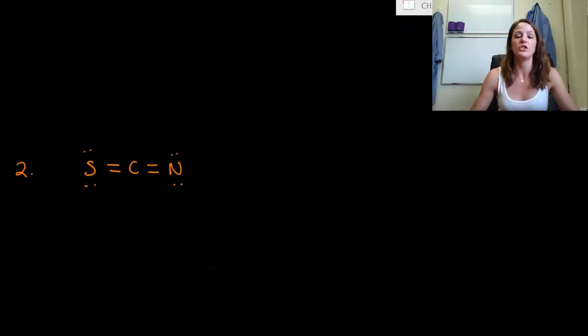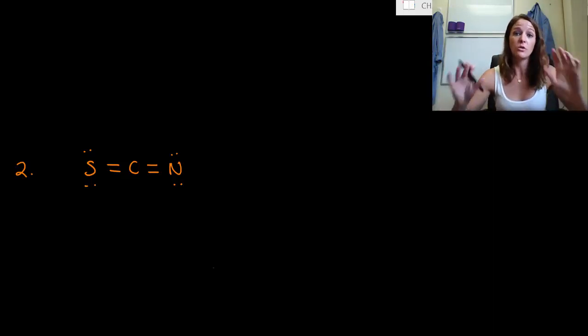So for this example, I've actually drawn out a structure for you, and all I want you to do is just determine what the formal charge is of each of those atoms as is. Don't add any lone pairs. Don't remove any bonds. What are the formal charges of each of those atoms? So pause this really quickly. All right, did you get an answer?